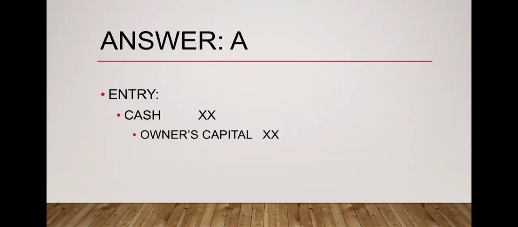So the answer for question number 1 is letter A. The correct entry is debit cash and credit owner's capital. Since owner's investment in cash results to an inflow of cash in the business, therefore we debit cash and we establish the normal balance of owner's capital as credit.